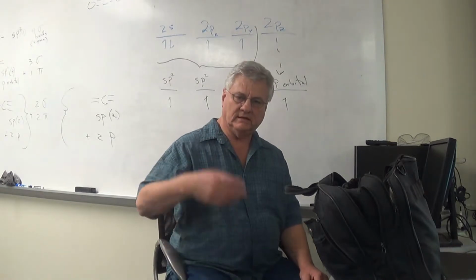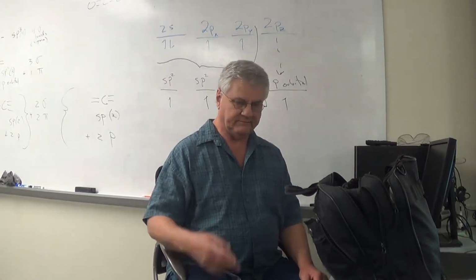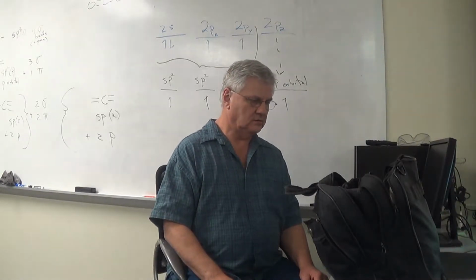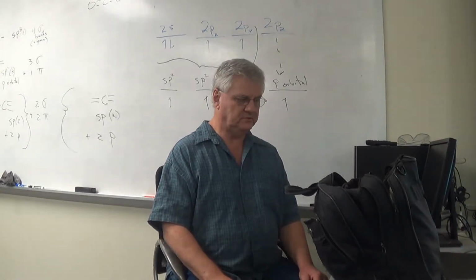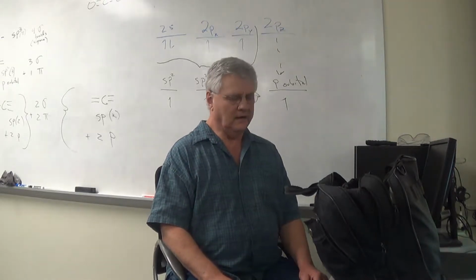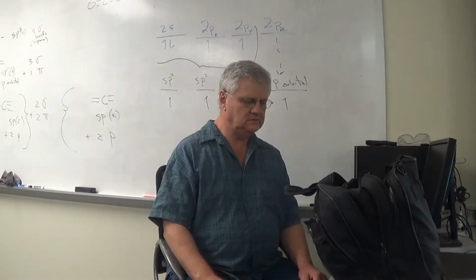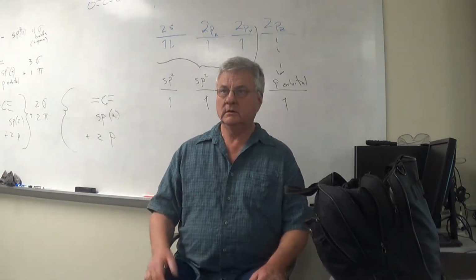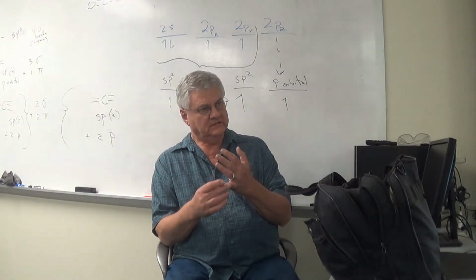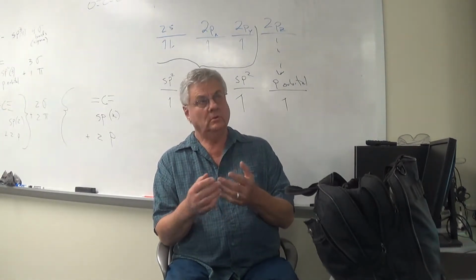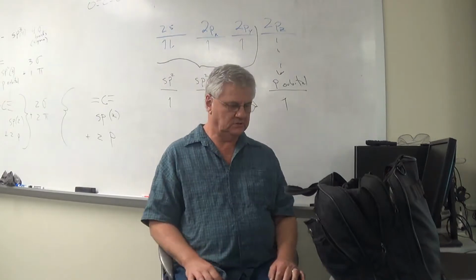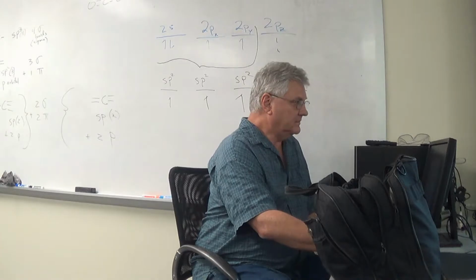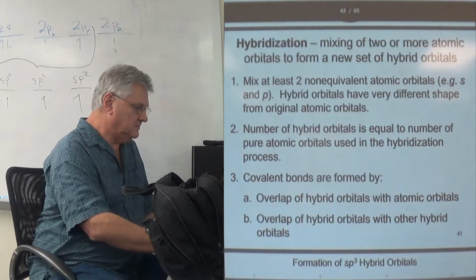Oxygen actually only has 2 possibilities, doesn't it? It can have 2 single bonds or a double bond. And so it either undergoes sp3 hybridization or sp2 hybridization. Nitrogen can have 3 single bonds, or a double bond and a single bond, or a triple bond. And so nitrogen can undergo sp3, sp2, or sp hybridization. So again, I don't want you to think that carbon's the only element that is assumed to do this.